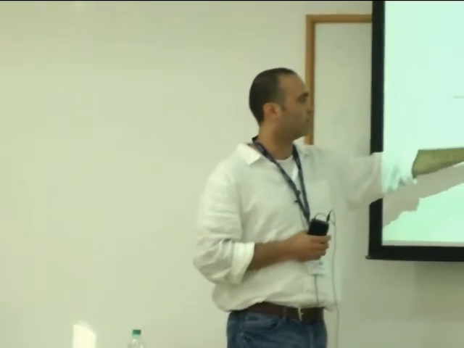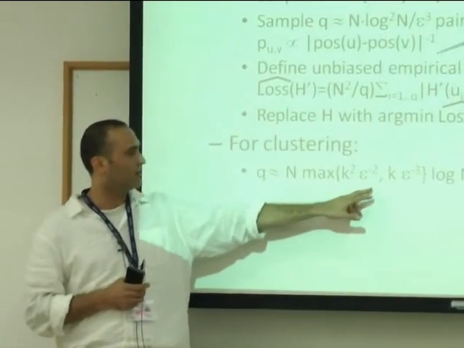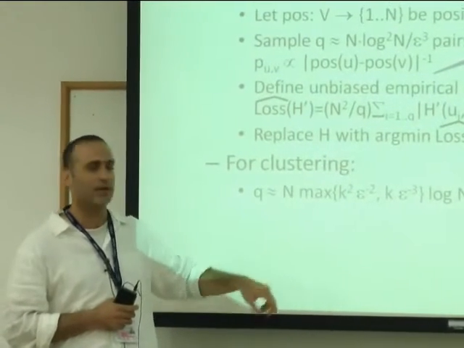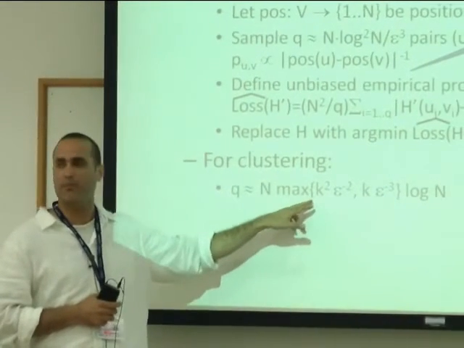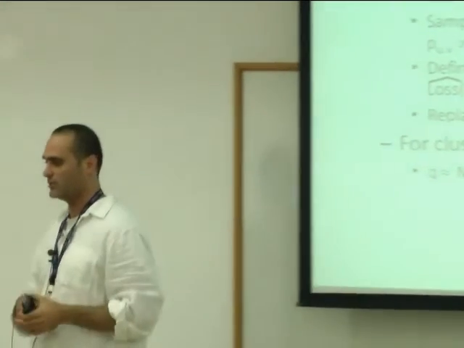For clustering, you choose this many pairs. There's n log n, and then there's some ugly mixed expression in k and epsilon. K is the number of clusters. So you need the maximum of k squared over epsilon squared, k over epsilon cubed. Doesn't really matter. And now I need to tell you what the bias is.